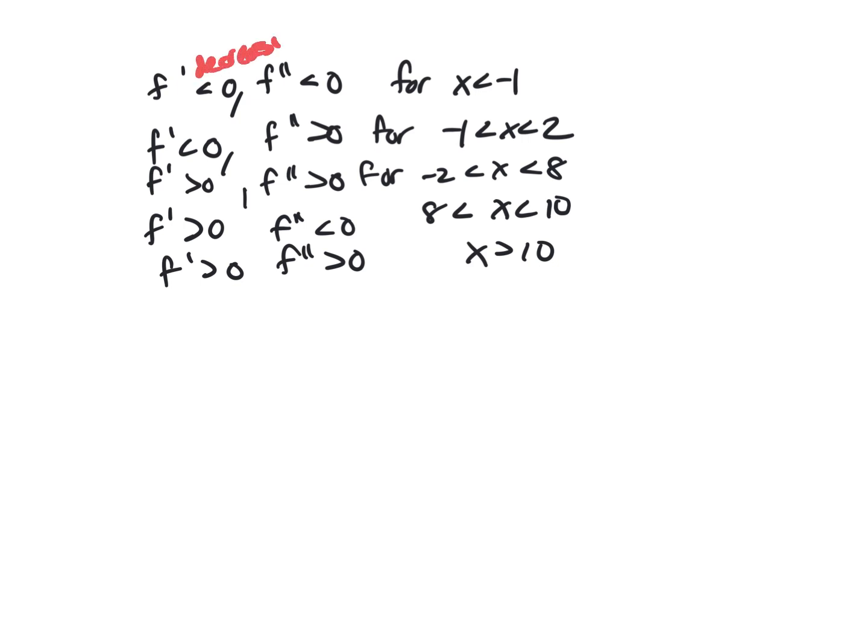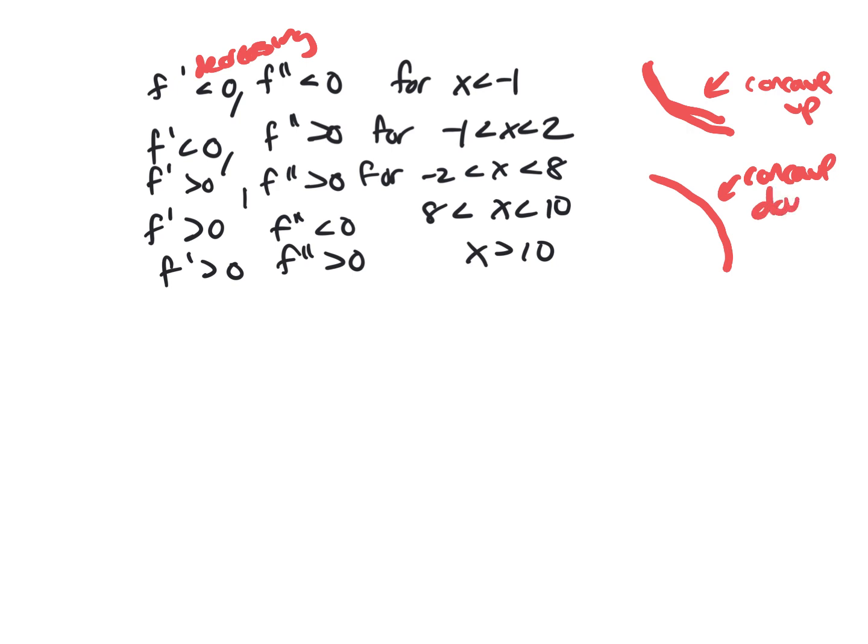And decreasing could look two different ways. Decreasing means from left to right, the y values are going down. So it could look something like this, or it could look something like this. Something that looks like this is called concave up, kind of looks smiley. Something like this is concave down.